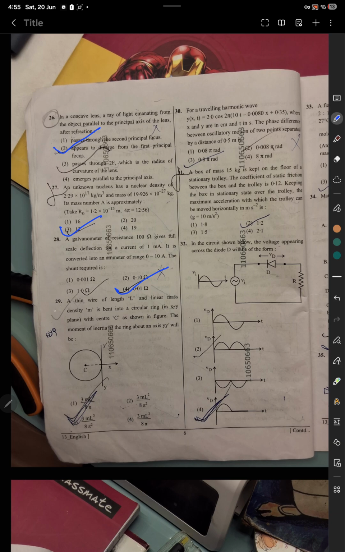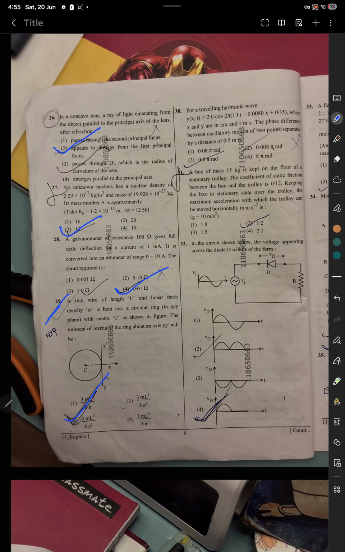So question number 29. A thin wire of length L, a linear mass density M, is bent into a circular ring in XY plane with center C as shown in figure. The moment of inertia for the ring about an axis Y will be. So option number 3 is correct.